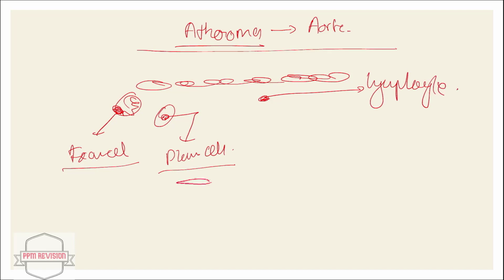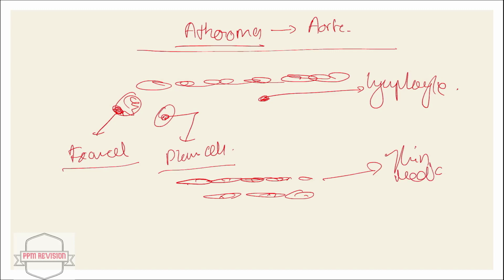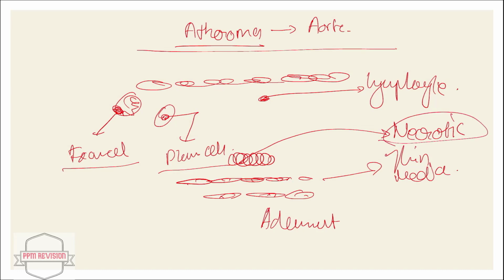Fine. And looking at the media, here there's nothing but the thin media. And there is also the adventitia. There's presence of necrotic debris. So in case of atheromas, there are a lot of things going on at the cell level. So these are the structures.